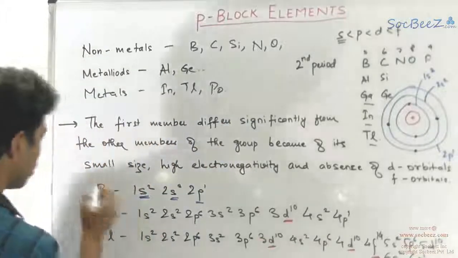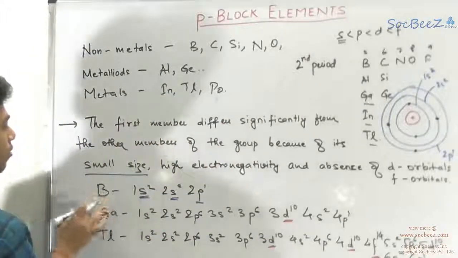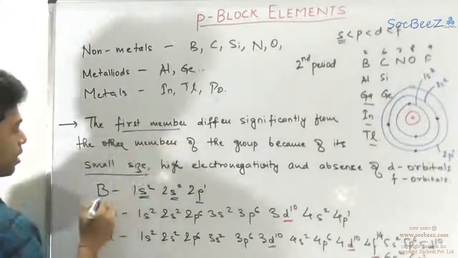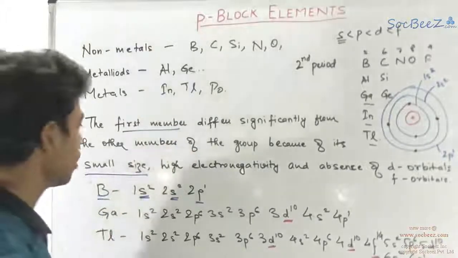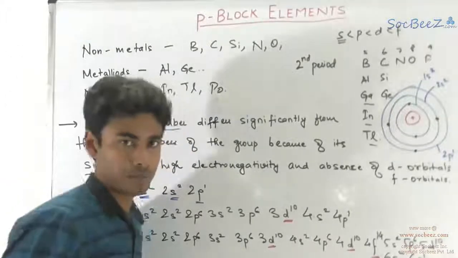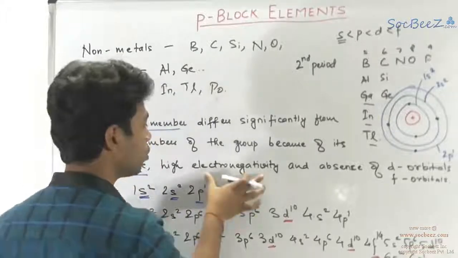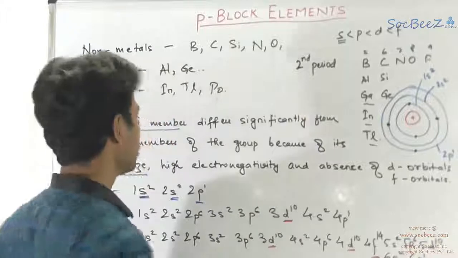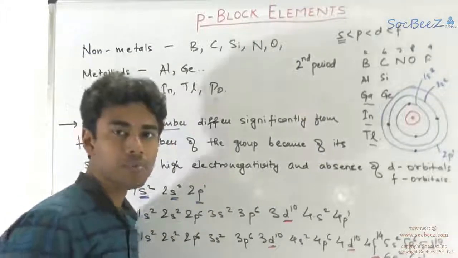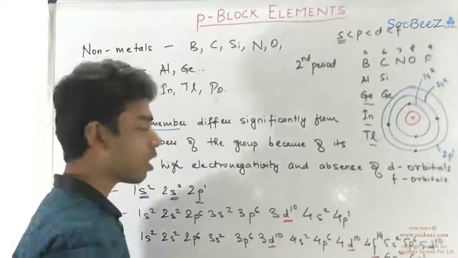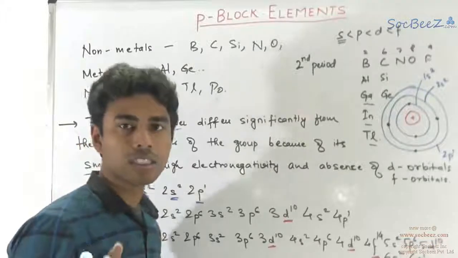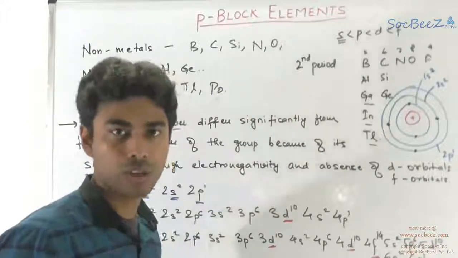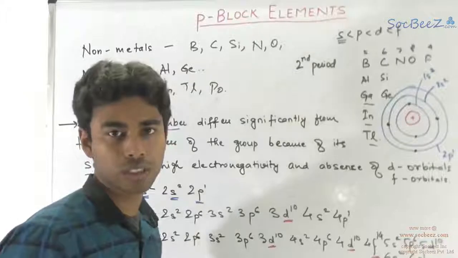So the first member has a very small size. Now due to its small size, it has very high electronegativity. What do we mean by high electronegativity? By high electronegativity, we mean that it has a tendency to accept electrons, or attract electrons towards itself.